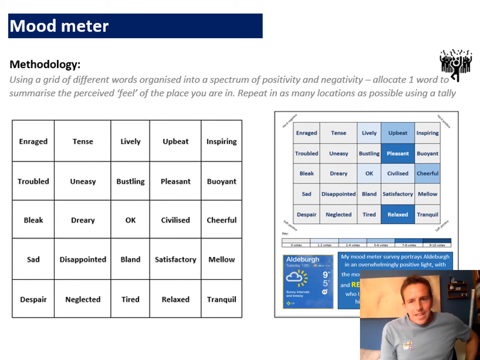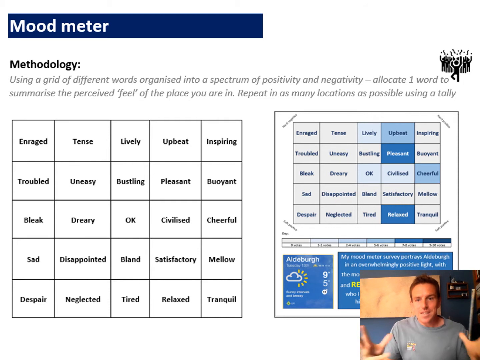The mood meter is something which has actually been developed from theory which has been, I think, developed by an American psychologist, and they came up with this idea that there is a spectrum of words that can be allocated from the most negative to the most positive, and any given place, whether it's indoors or outdoors, can have an atmosphere to it or a mood associated with it.